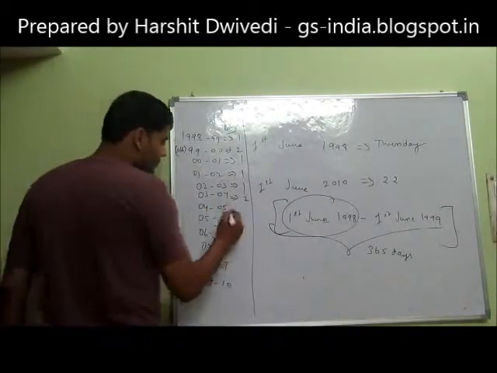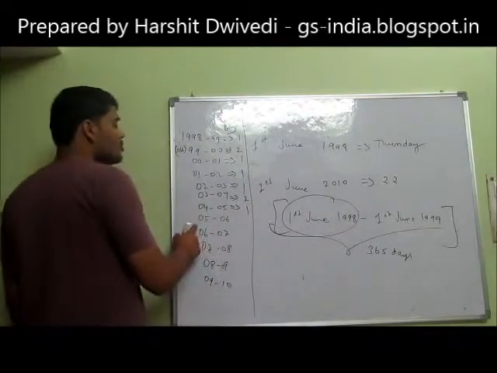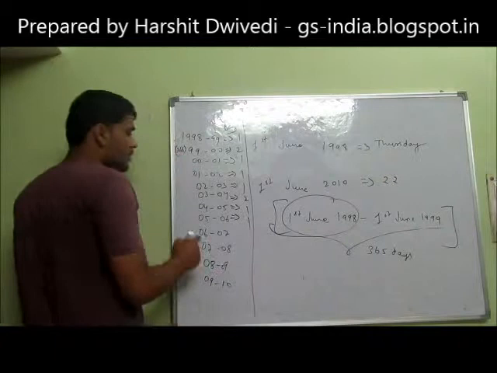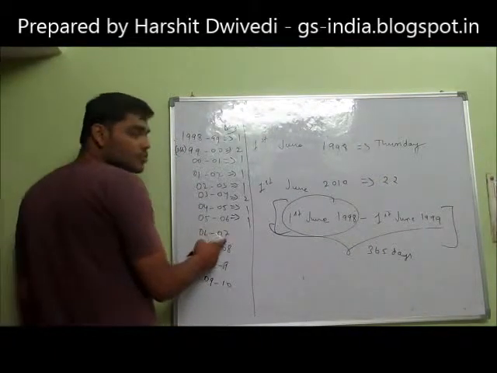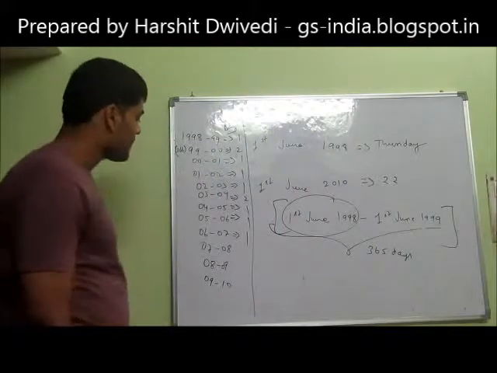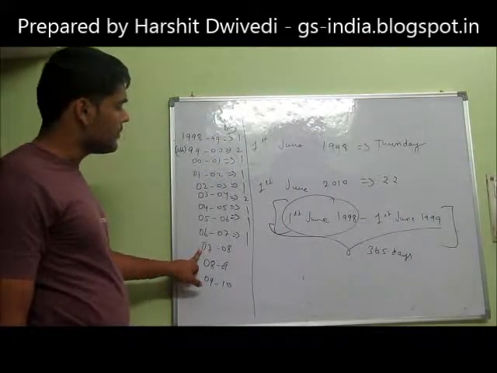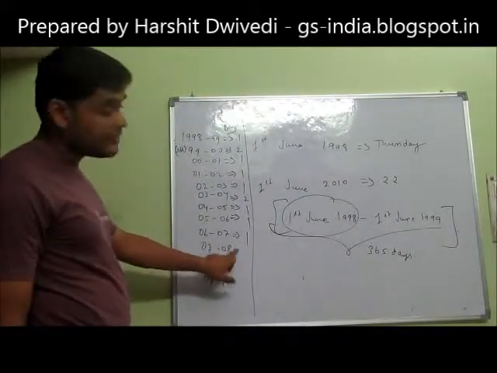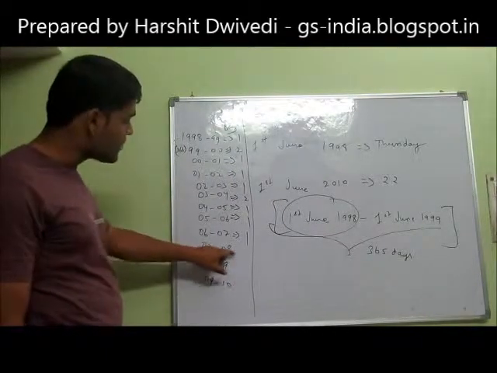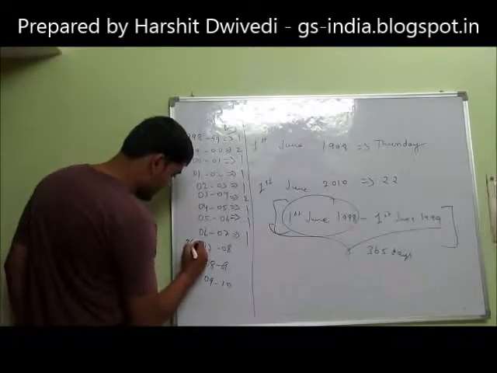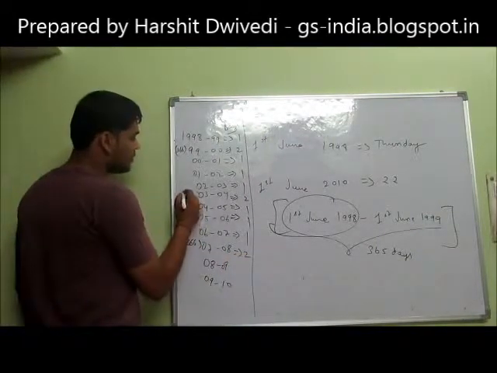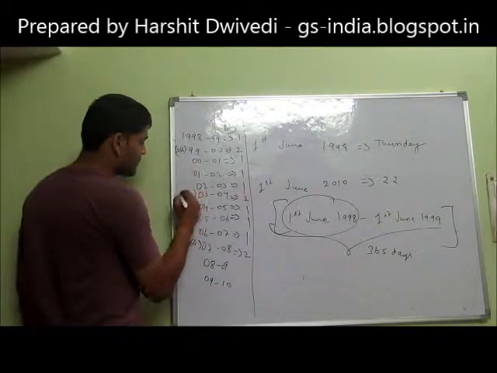1st June 2004 to 1st June 2005. How many odd days? 1. 1st June 2005 to 1st June 2006. How many odd days? 1. 1st June 2006 to 1st June 2007. How many odd days? 1. 1st June 2007 to 1st June 2008. This 2008 is a leap year, so this interval consists of 366 days. 2 odd days.